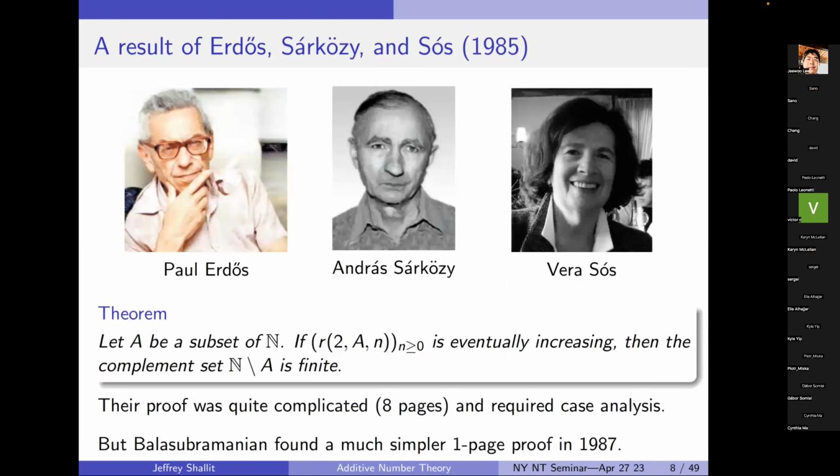All right, well, in 1985, Erdős, Sárközy and Sós proved that if this R2A(n) is eventually increasing, then the complement of A has to be finite. So R2A(n) is only eventually increasing in trivial cases. They had a very long, complicated proof of this, 8 pages long. But then in 1987, two years later, Balasubramanian found a much simpler one-page proof of the same result.